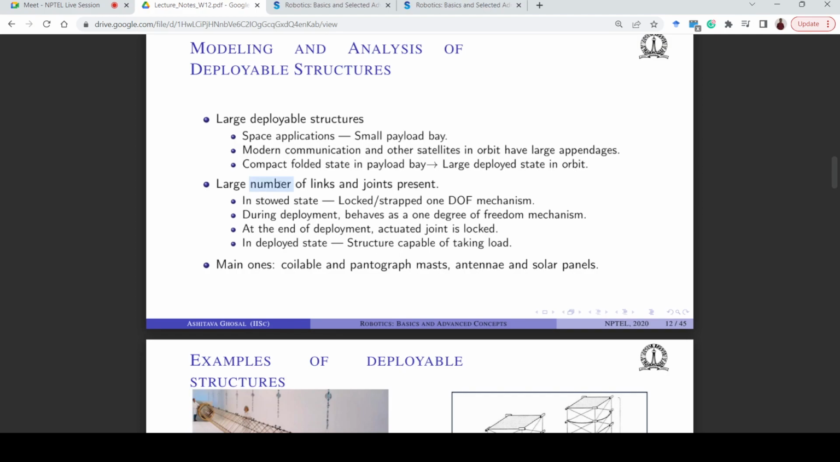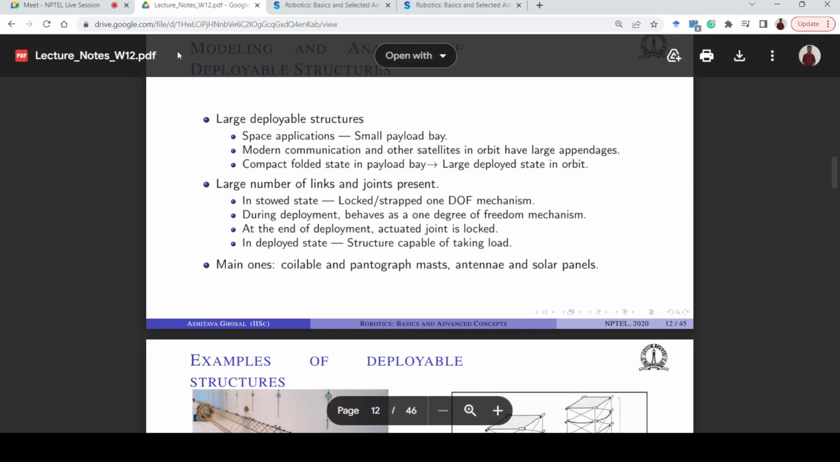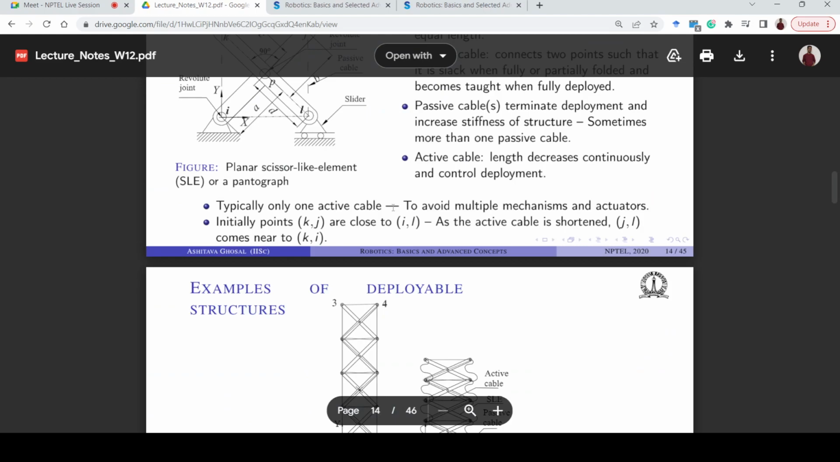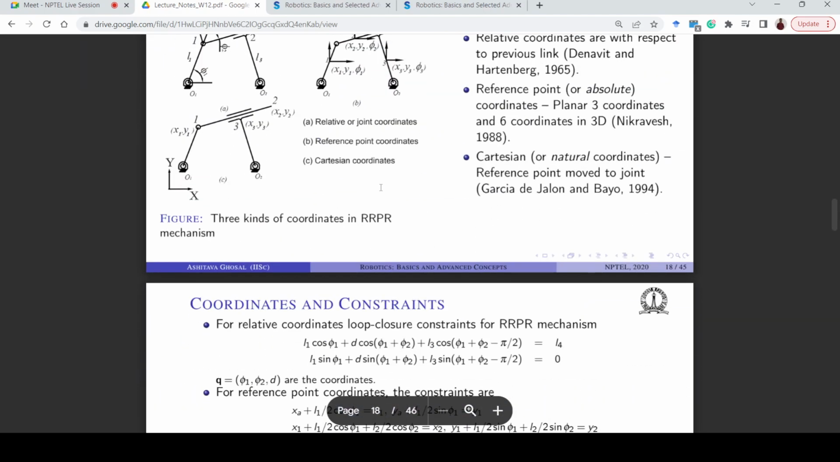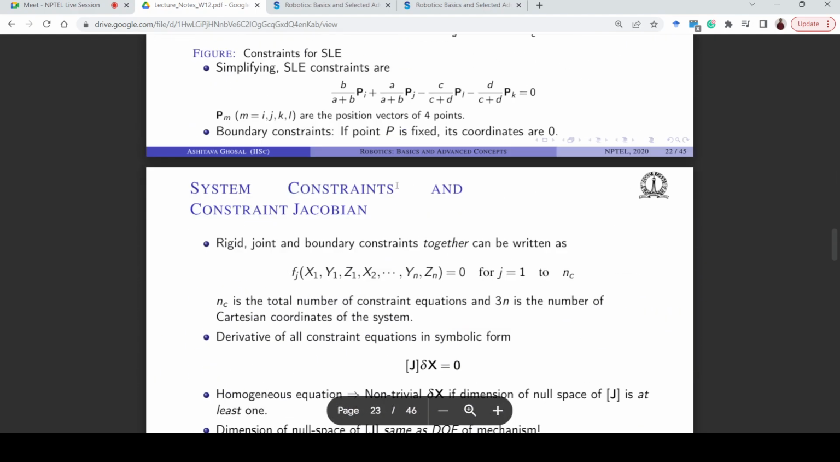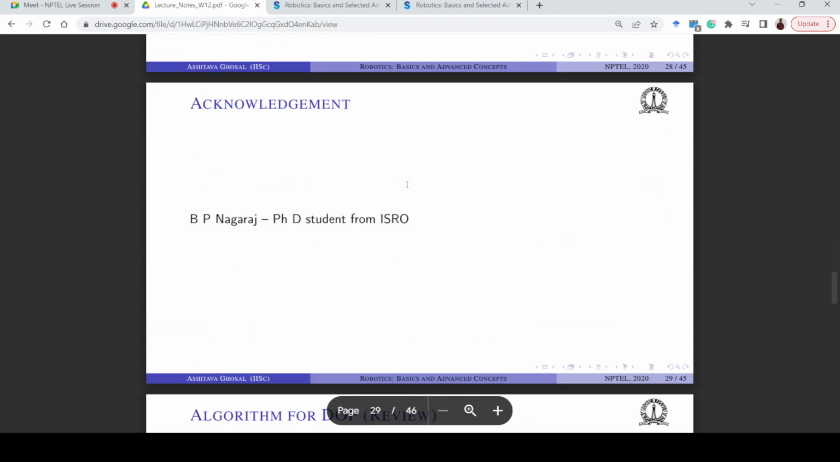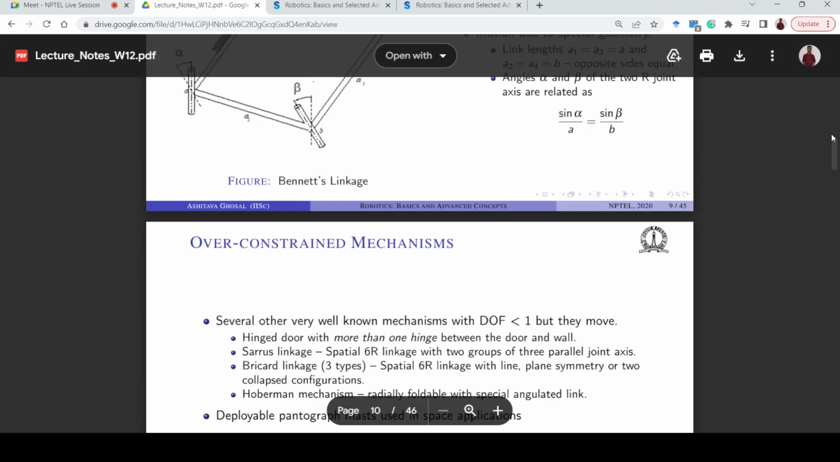And then, when there are a large number of links and joints, but they are interlinked very heavily with each other, that is when they give rise to a deployable structure. One example is the mechanism that was given above. Yeah, let's show the mechanism.